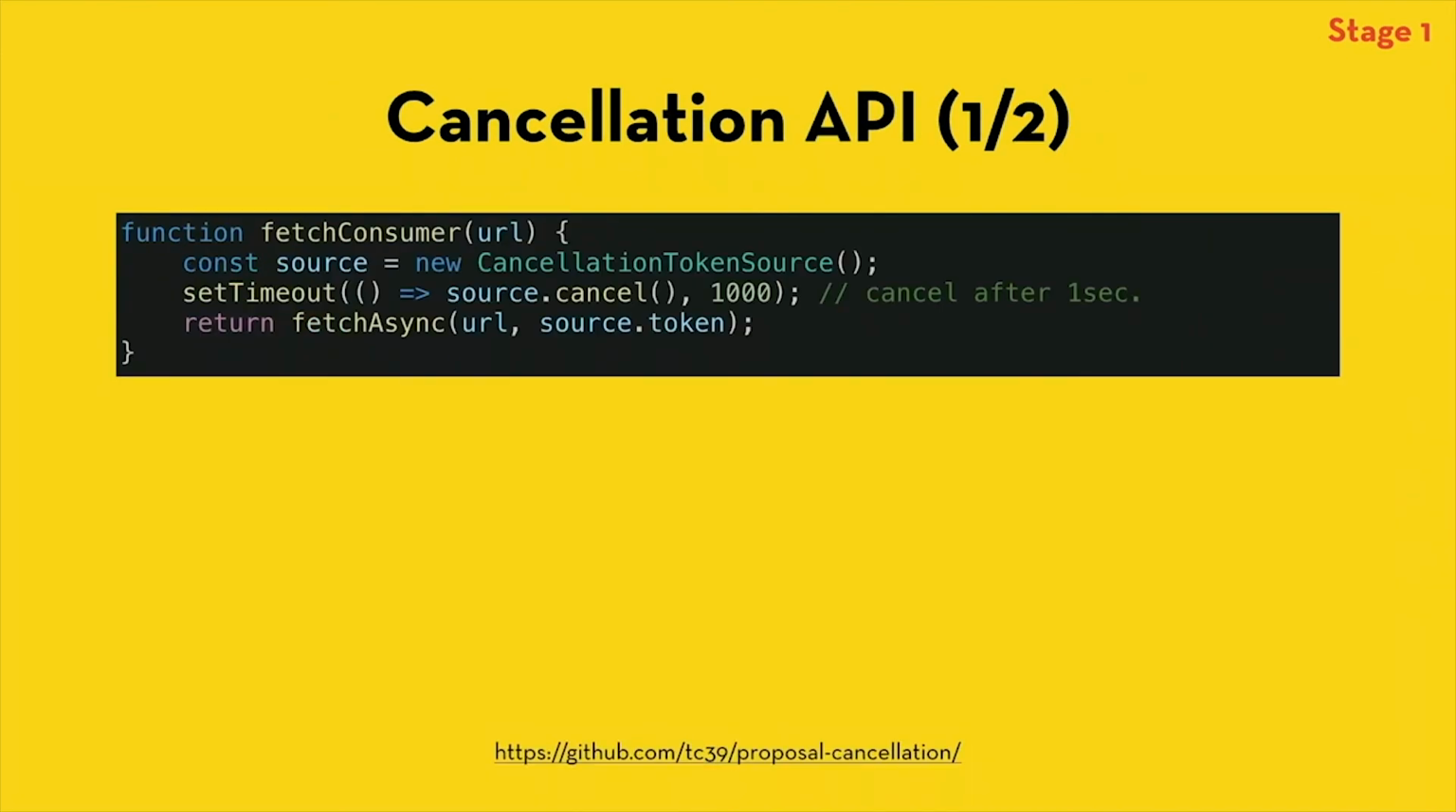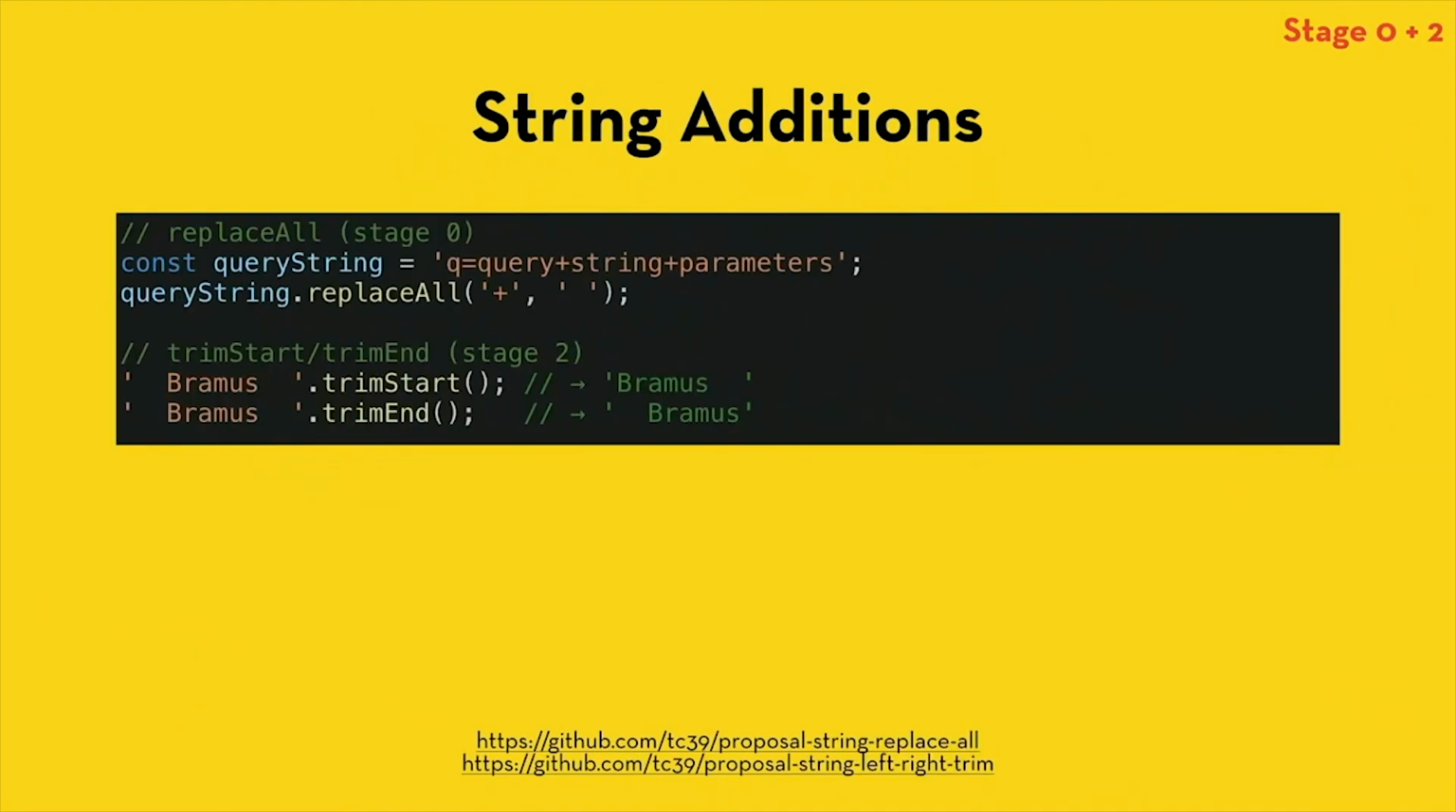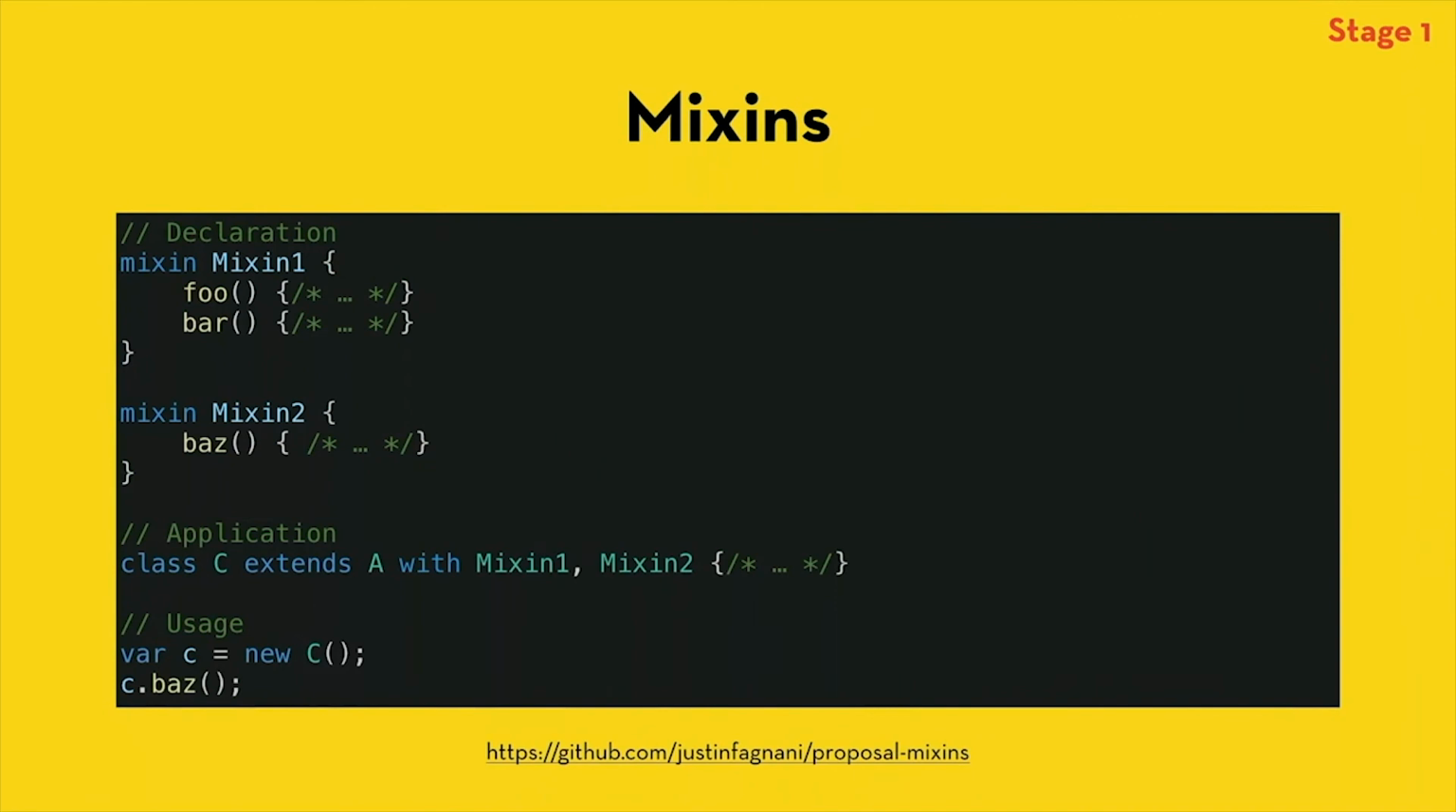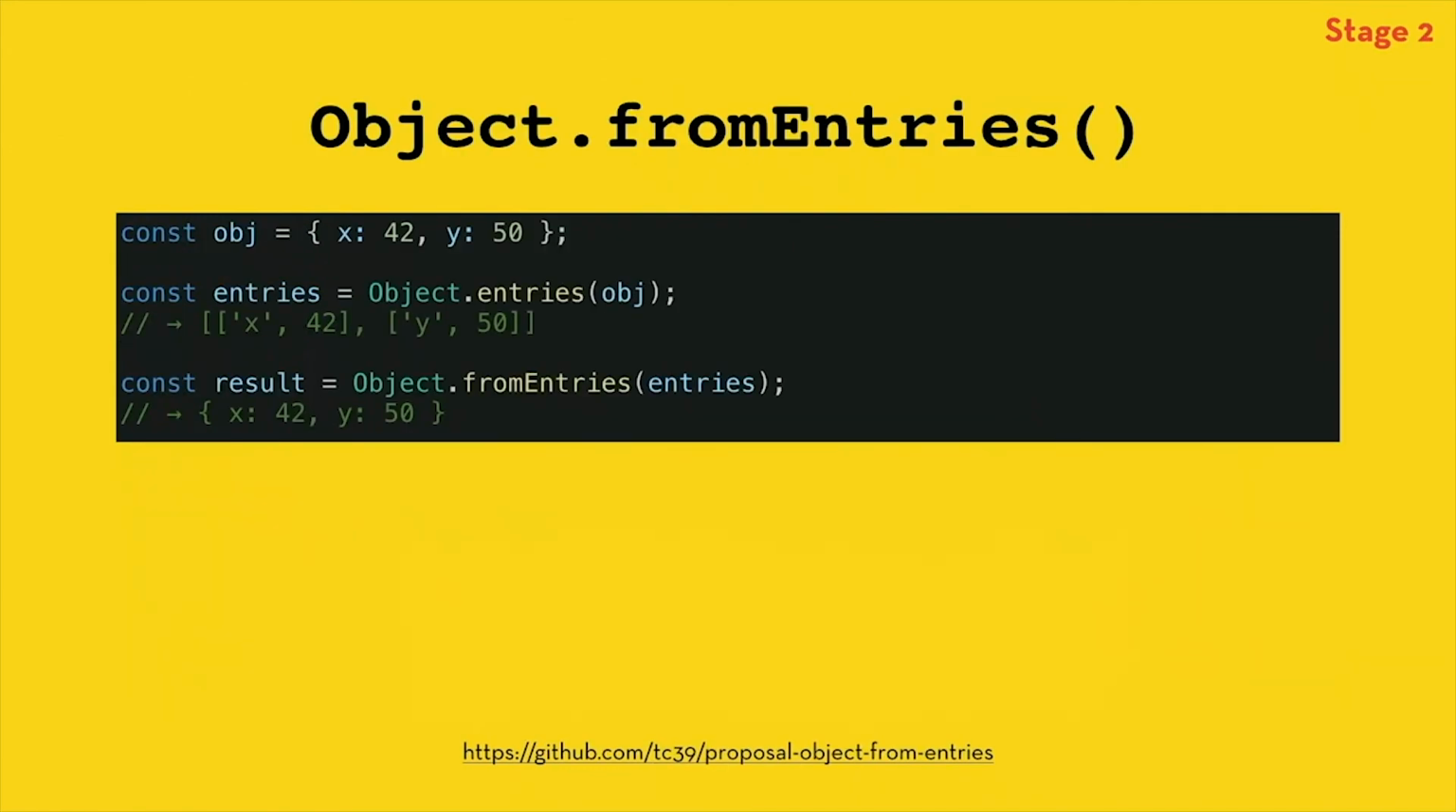Function binding, skipping over this. Canceling promises, that will also be available, but I'm also going to skip that one because we're running out of time. String additions, trim start, trim end. The crowd goes wild. It's not official yet, but it's going to be in there. And then mix-ins. If you know PHP mix-ins or stuff like that, this is a solution for partial classes. You define them there, and then in class C, you can use the baz, the foo, and the bar function right there.